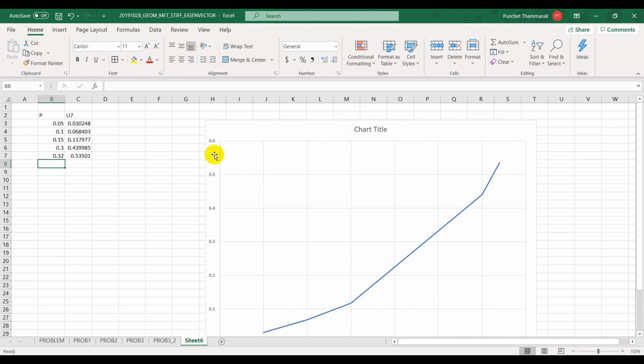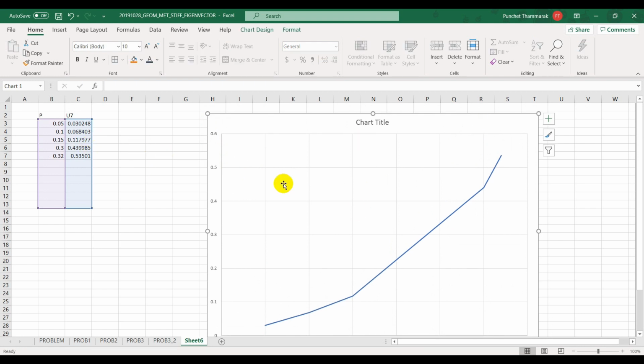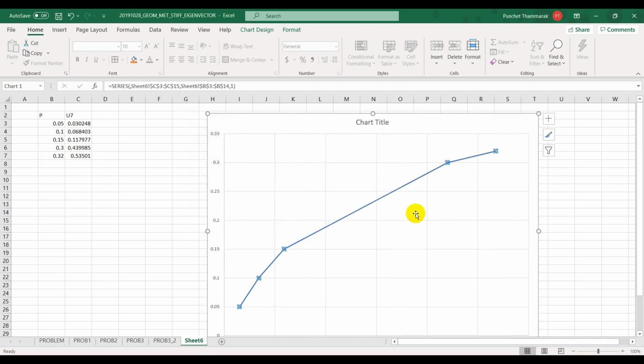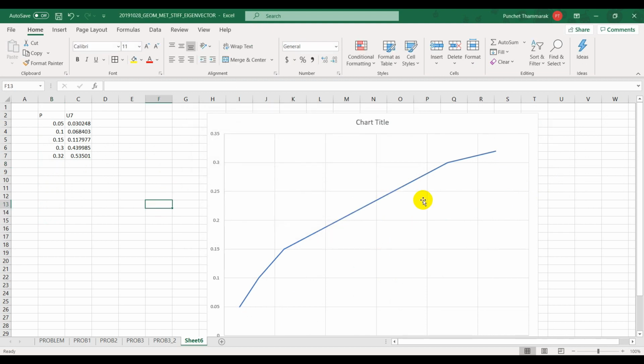Vertical axis is load. Is that right? No. Switch the x-axis with the y-axis. Alright. Yeah. So now your system is about to buckle. You can start seeing the softening. That may be the reason why we cannot get the converged solution at 0.4.